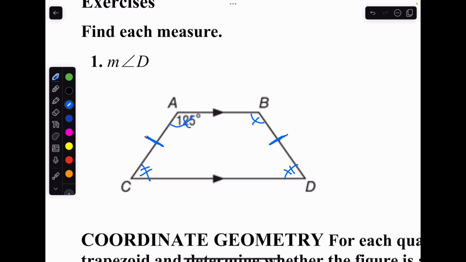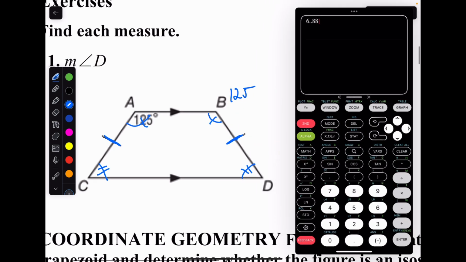So that means that B is 125 degrees also. Okay, so now I'm supposed to be able to go to the calculator and say, well, if it's a quadrilateral, I have 360 degrees. Minus 125 minus 125, that equals 110 degrees unaccounted for. Well, that 110 degrees unaccounted for, I have to split them evenly between C and D because those are congruent, so I'm going to divide this by 2. And that equals 55. So C is 55 and D is 55.